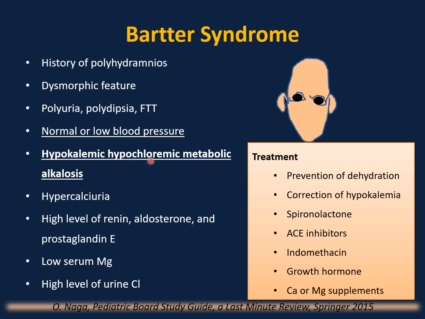If you measure their electrolytes in the blood, you will see hypokalemic, hypochloremic metabolic alkalosis, hypercalciuria, and this can cause kidney stones and also can cause tetany because of low serum calcium, high level of renin, aldosterone, and prostaglandin E, low serum magnesium in 30% of the cases, and a high level of urine chloride.